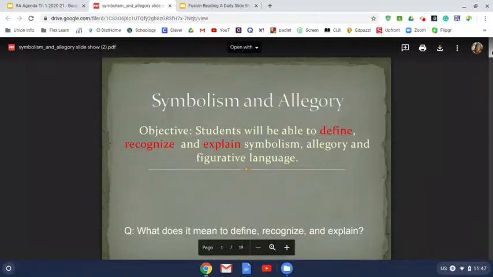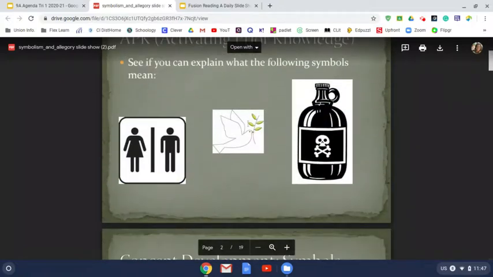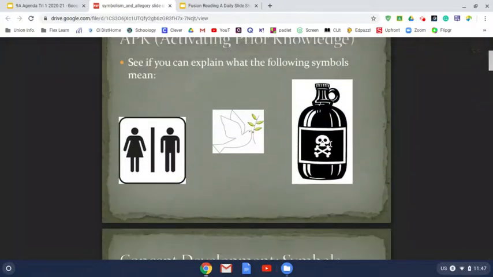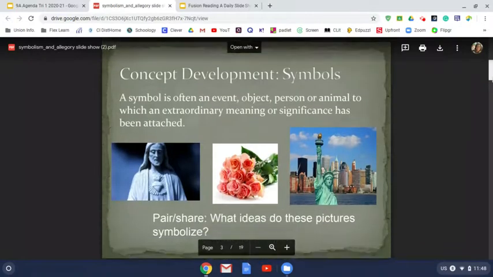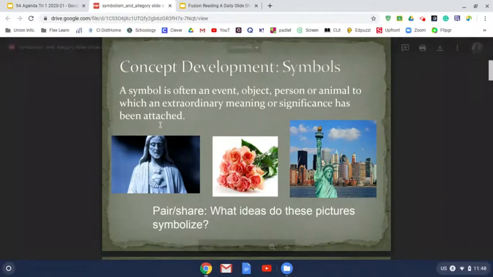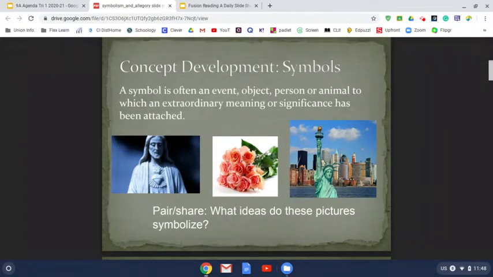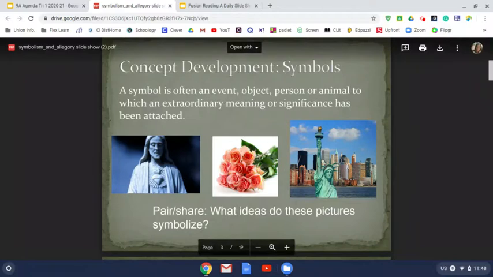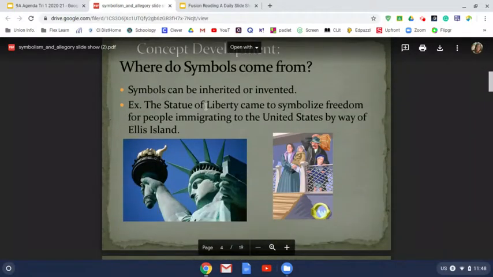Okay, so those were symbols right here. A bathroom, a dove is peace, death, poison, those are all symbols. A symbol is an event, object, person, or animal to which an extraordinary meaning or significance has been attached. A symbol of faith, roses of love, and patriotism. Where do these symbols come from?